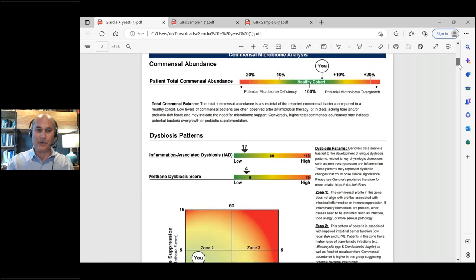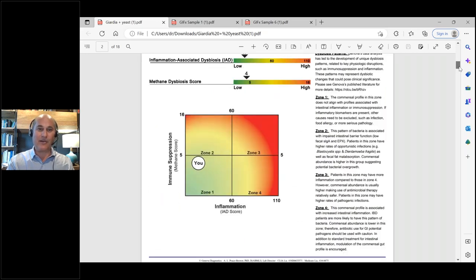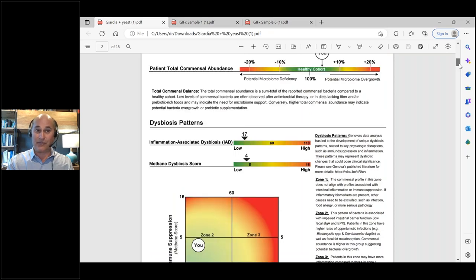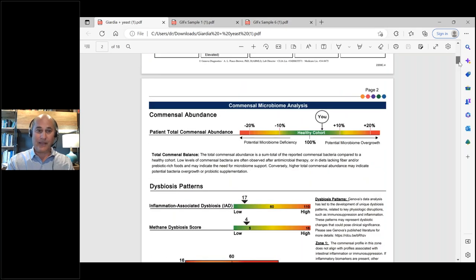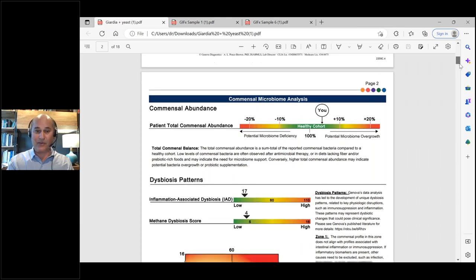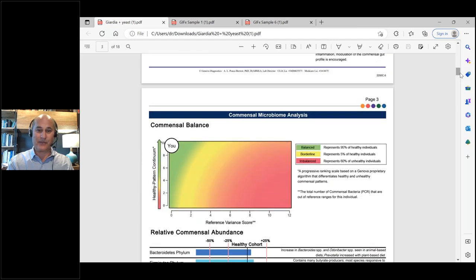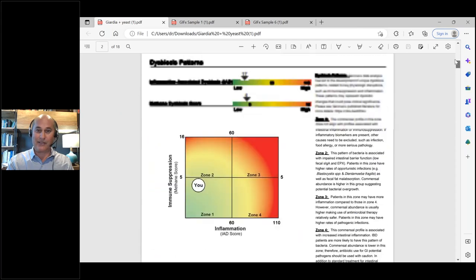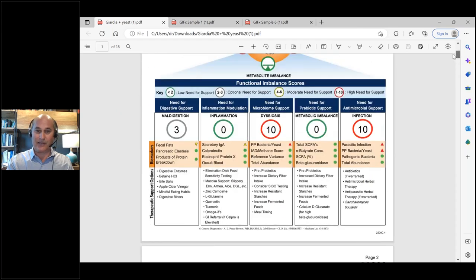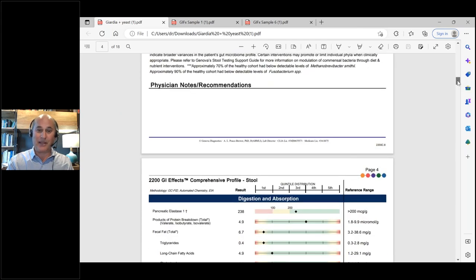Now here is where the computer comes in and gives you all kinds of scores that you can never figure out on your own. Okay, patient total commensal abundance score, inflammation, all of these are crunching numbers for you. And just look at that and you can tell basically, and if you don't want to look at that, you can just look at the dysbiosis score at the top here and tell, okay, they have dysbiosis. So you know there's an imbalance there.